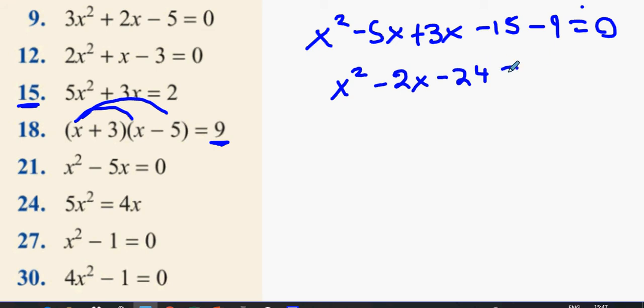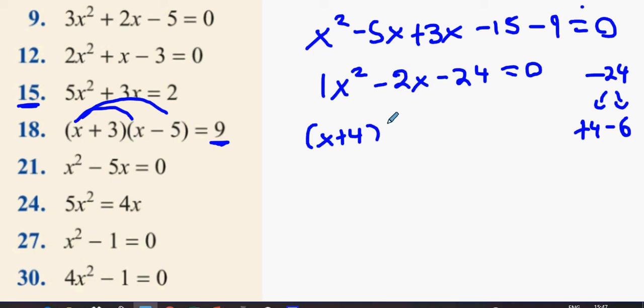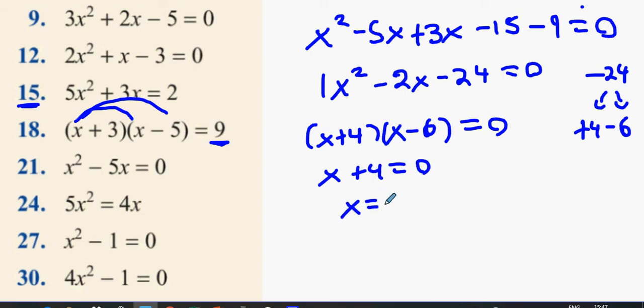Now, two numbers that make minus 24 but differ by minus 2. They differ by 10. Plus 4 and minus 6. Do you have to do this the long way? Why not? It's a 1x squared, so you can do it the short way. So you can go x plus 4 and x minus 6 equals 0. Finally, x plus 4 equals 0, x equals minus 4, and x equals, anybody? 6. Okay, the next one.